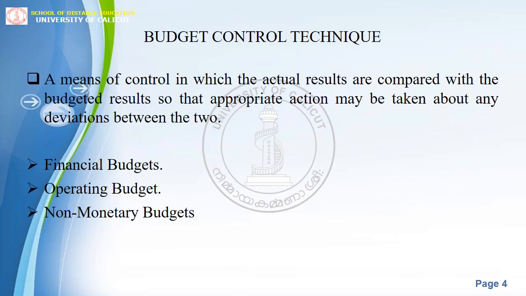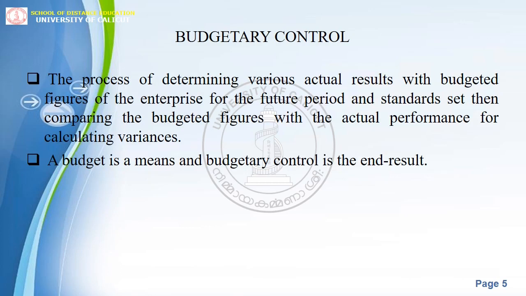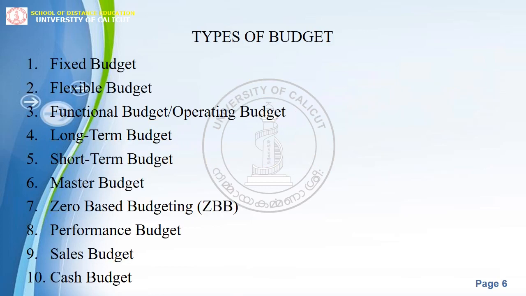Budget control technique is a means of control in which the actual results are compared with the budgeted results so that the appropriate action may be taken about the deviations between the two. A budget is a means and a budgetary control is the end result. Budgetary control refers to the process of comparing the actual results with the budgeted figures. The various types of budgets are fixed budget, flexible budget, zero-based budgeting, performance budget, cash budget, long-term budgets, etc.